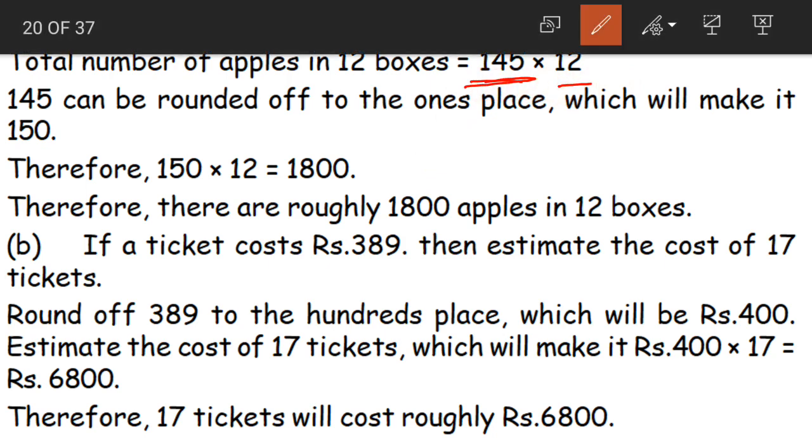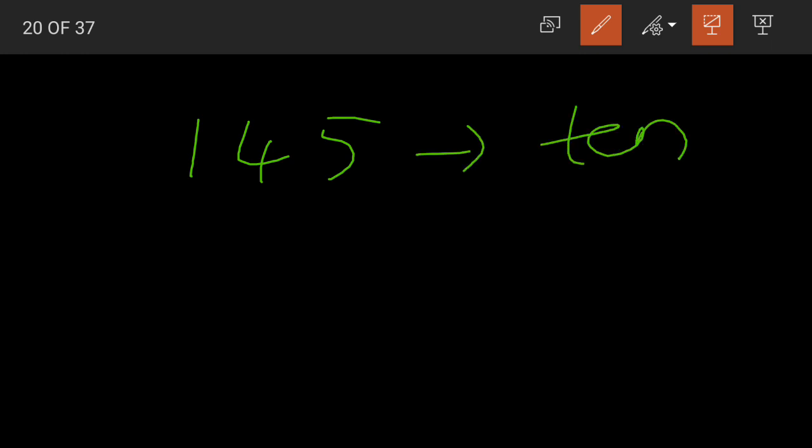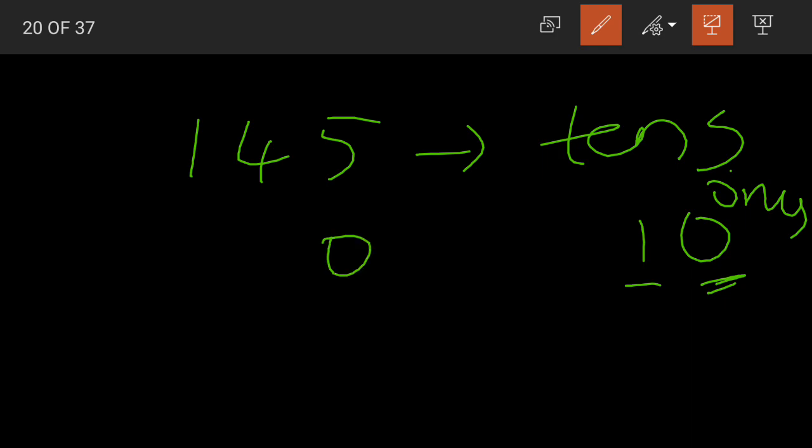Now what can we do with this bigger number 145 here? It can be rounded off to the tens place, which will make it 150. See, 145 is to be rounded off to the nearest tens. If you look at a number 10, what do you say? That we have 0 in the ones place. Yes or no? So when we are rounding a number to the nearest tens, there should be 0 in the ones place. In the estimated number that we get, in the answer there should be 0 in the ones place. Now what about the other digits in the number?